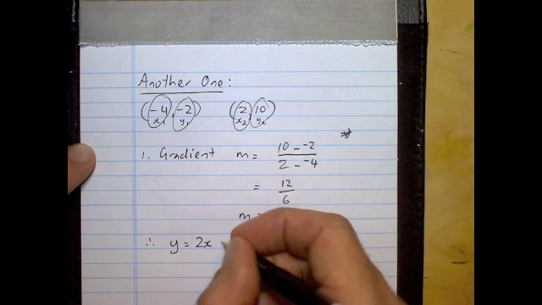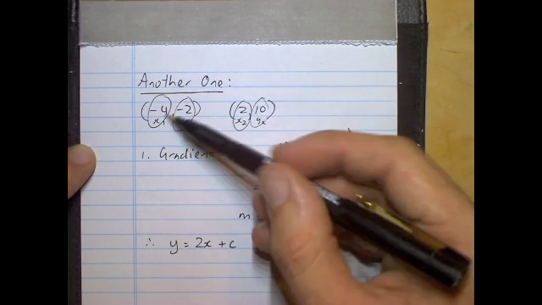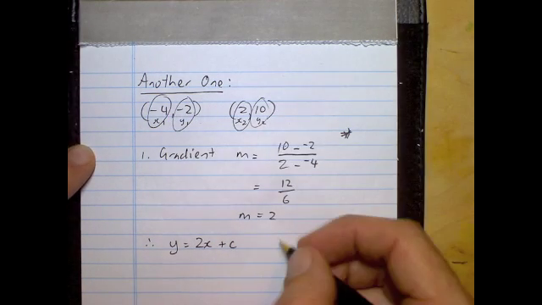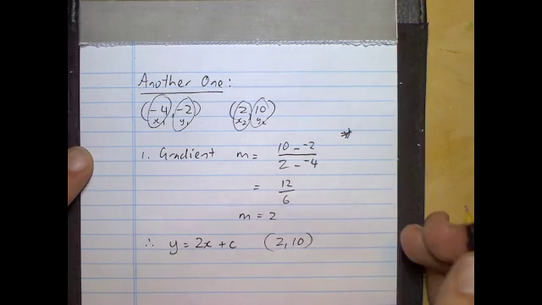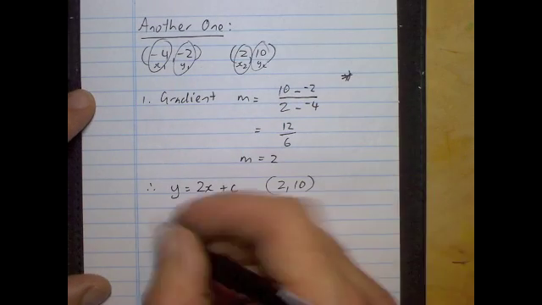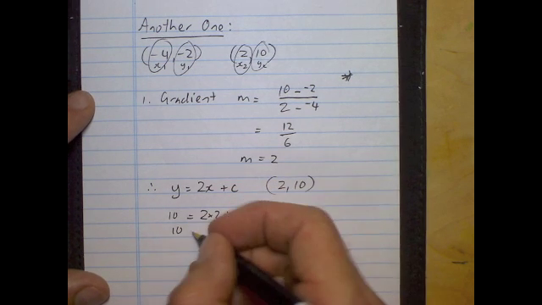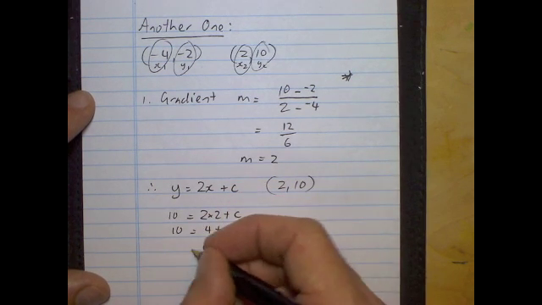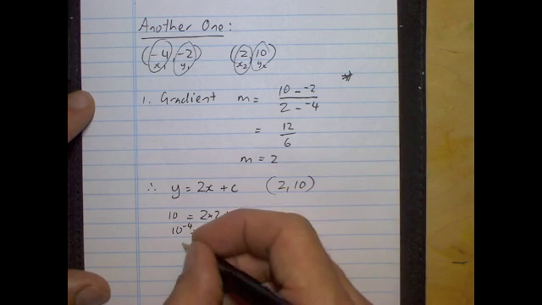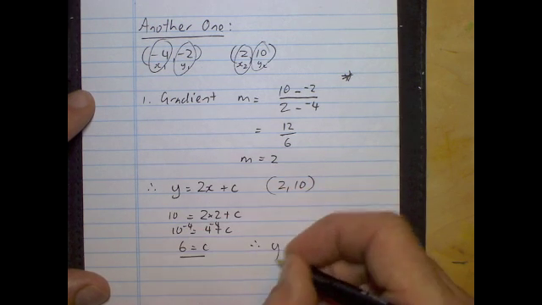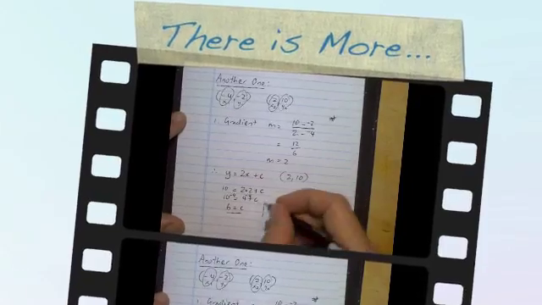So therefore our gradient is 2 and our equation is y equals 2x plus c. Choose a point to substitute in. I'm going to choose (2, 10). They're positive numbers, maybe it's a bit easier using positive numbers. So y equals 10, x equals 2, and I get 10 equals 4 plus c. So we take 4 from both sides. We get c equals 6. Now the final equation there is y equals 2x plus 6.